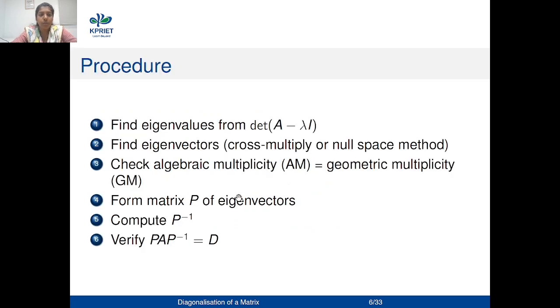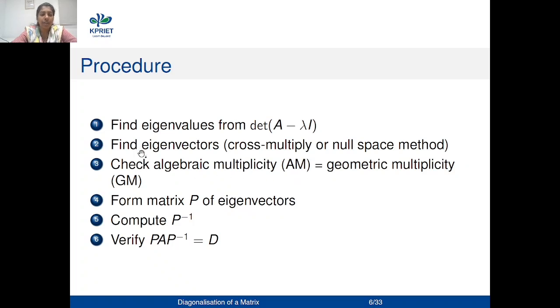Now let us move on to the procedure that we have to follow to find the diagonalization of a matrix. The first step is to find the eigenvalues of the given matrix from the form A minus lambda I. And next the eigenvectors have to be found with the help of either of two methods. Here I have displayed two methods: the cross multiply method or the null space method. And after finding these eigenvalues and eigenvectors, we have to check that the arithmetic multiplicity and geometric multiplicity are equal for each and every eigenvalue.